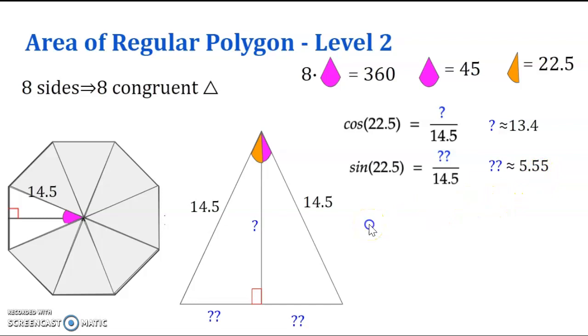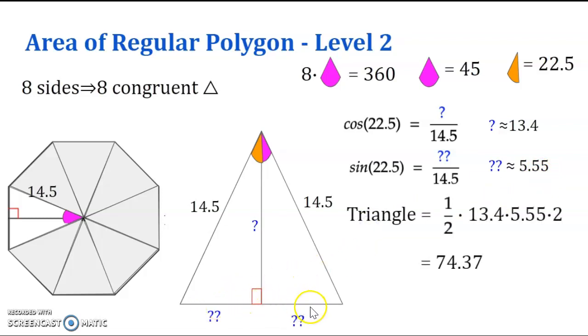Then double that will be the length of the side, 5.55 times 2. The bottom is 13.4 times half. Remember, the triangle area is half times base times height. So that's going to give us the triangle area to be 74.37 units squared.